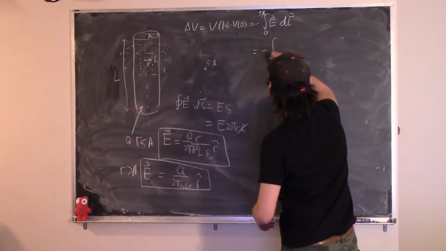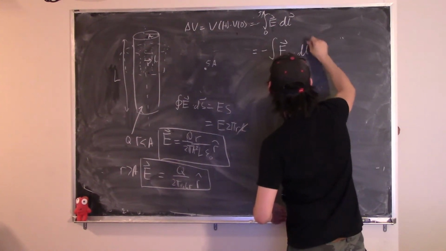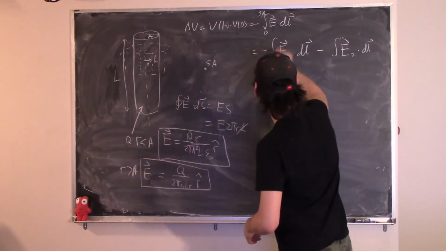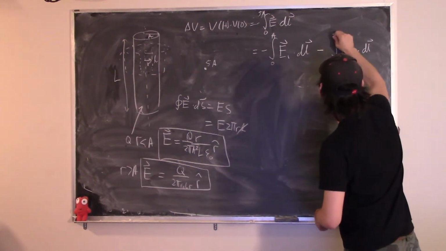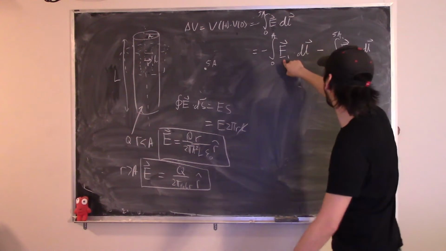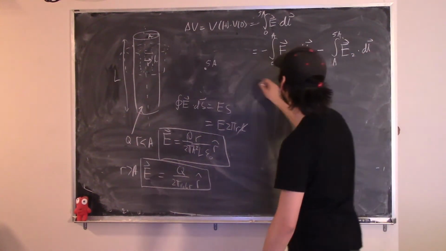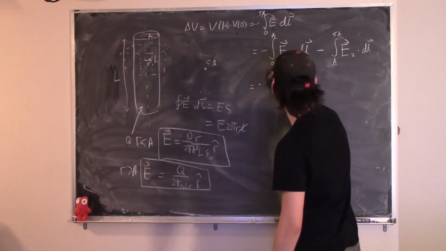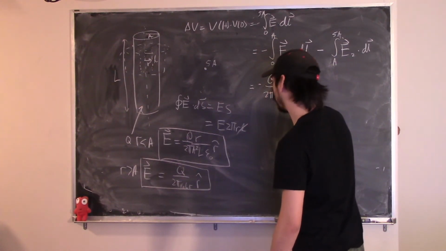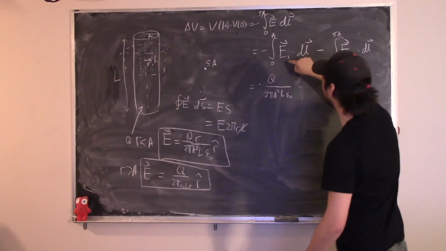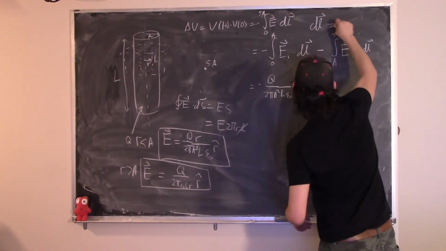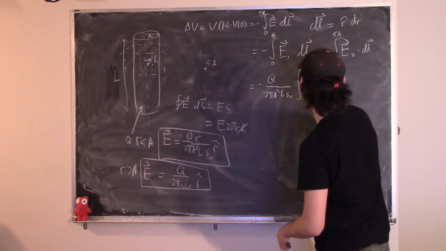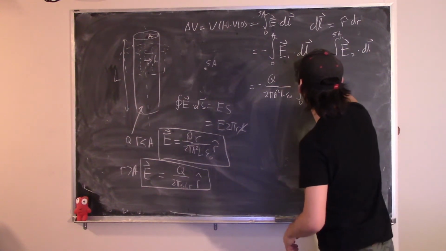So that's going to say that this is going to be equal to the negative integral of E1 dot dl minus the integral of E2 dot dl. This one goes from 0 to A. This one goes from A to 5A. Okay. And then we just need to plug in what our electric fields are and then evaluate this. So this one is going to be, I'm just going to factor out everything that's a constant. So this is going to be minus Q divided by 2 pi A squared L epsilon naught. The dot product here is going to go away because dl vector is going to be equal to r hat dr. And so r hat dot r hat is 1. And so this is going to be the integral of r dr from 0 to A.